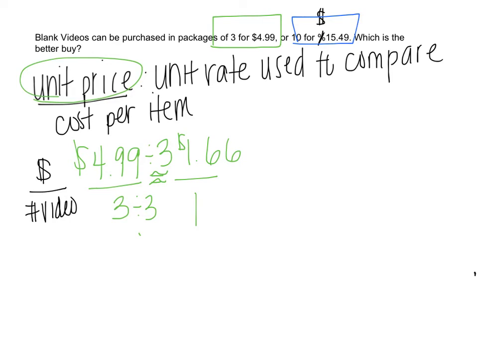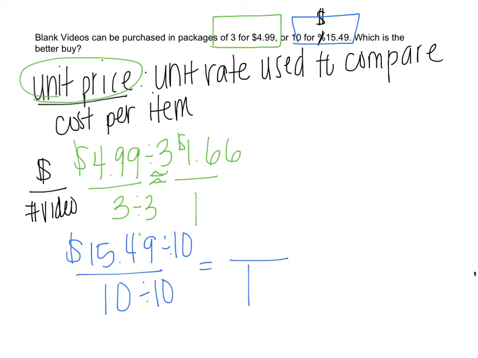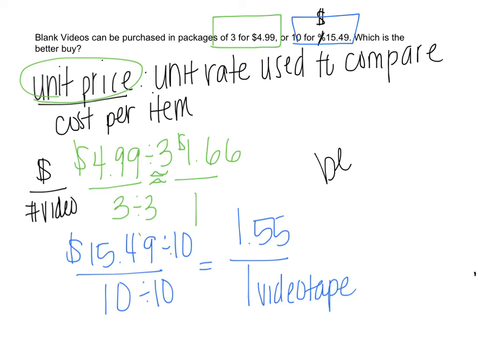So what you should have done is put your price of $15.49 in your numerator and 10 in your denominator. We're going to divide the top and the bottom by 10, so we get that denominator of 1. So you can think of this as one videotape. And when you do that in the numerator, it's about $1.55. So now all you have to do is compare. Which one of these is a better price? Well, obviously you would want to pay the smaller amount. So your better price is the 10 for $15.49.